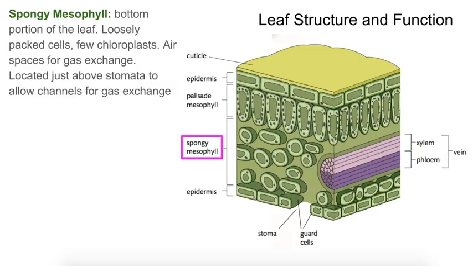So it allows for oxygen to move out, and importantly, it allows for CO2 to move in. It's located just above the stomata, where the CO2 will enter, and this allows channels for continuous gas exchange.